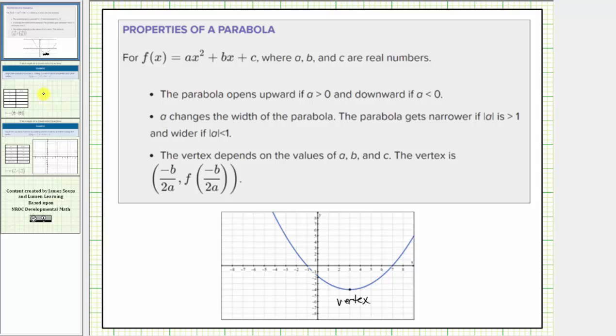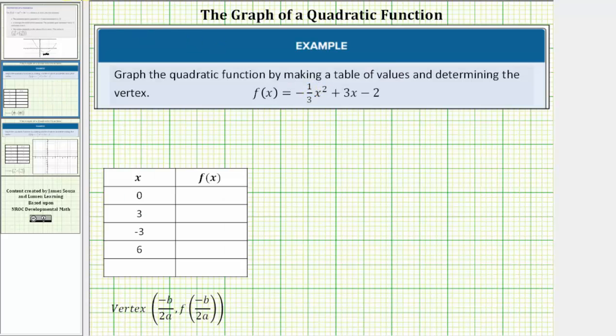Going back to our example, notice how a is equal to negative 1/3. Because negative 1/3 is less than 0, we know the parabola will open downward. And because the absolute value of a is equal to the absolute value of negative 1/3, which equals positive 1/3, which is less than 1, the graph of the parabola will be wider than the graph of f of x equals x squared.